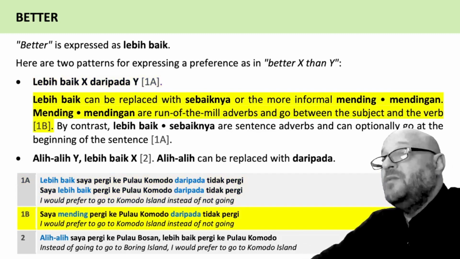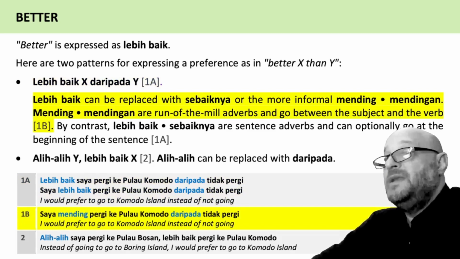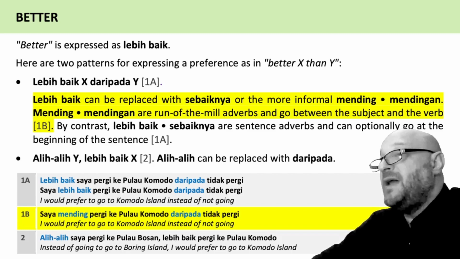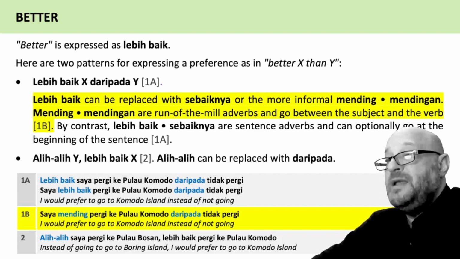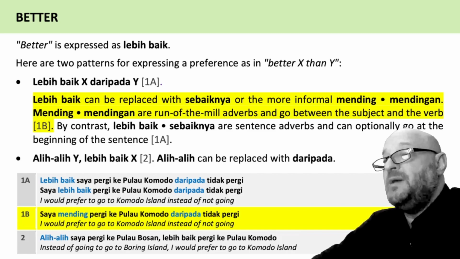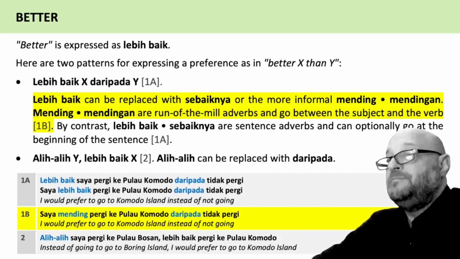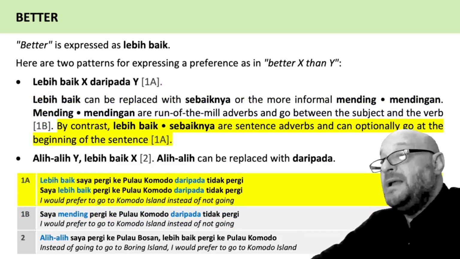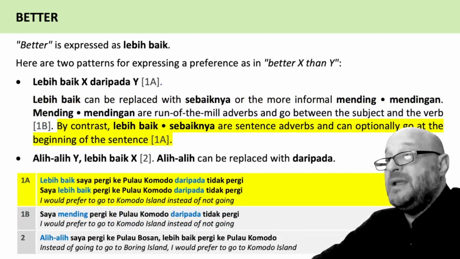Lebih baik can be replaced with sebaiknya, or the more informal mending, mendingan. Mending and mendingan are run-of-the-mill adverbs and go between the subject and the verb. Example 1b, saya mending pergi ke Pulau Komodo daripada tidak pergi. By contrast, lebih baik and sebaiknya are sentence adverbs and can optionally go at the beginning of the sentence.